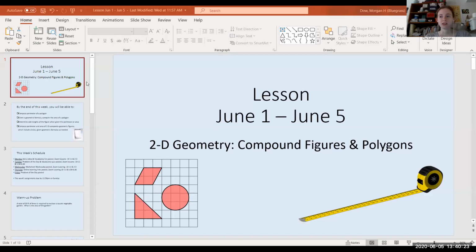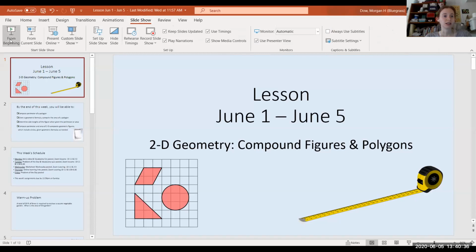Hi, everybody. So in this lesson, we're going to be continuing our work from last week. We're going to be continuing with two-dimensional geometry. Last week, we focused on our basic shapes, so rectangles, squares, triangles, circles. This week, we're going to be covering the rest of the two-dimensional shapes that might show up on the GED test.